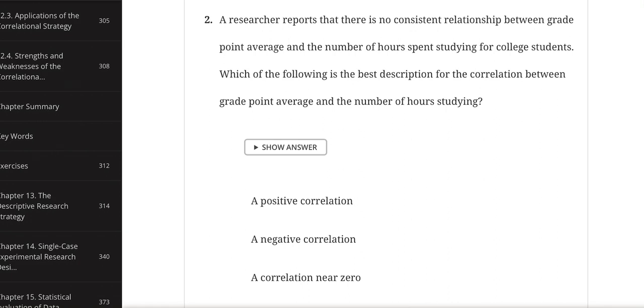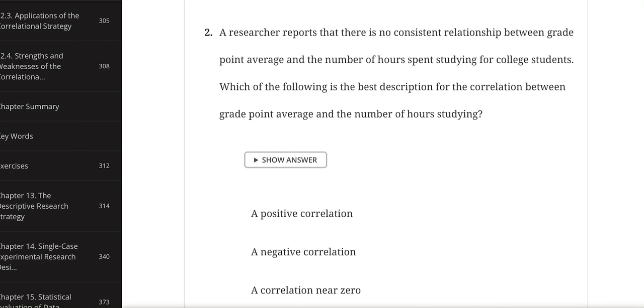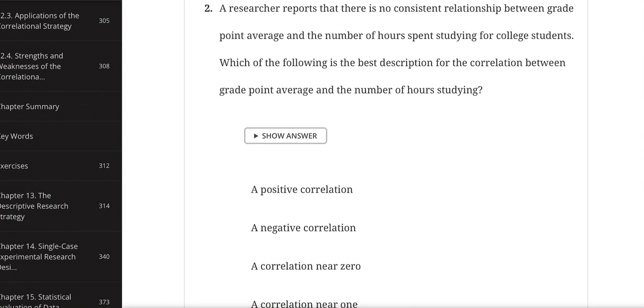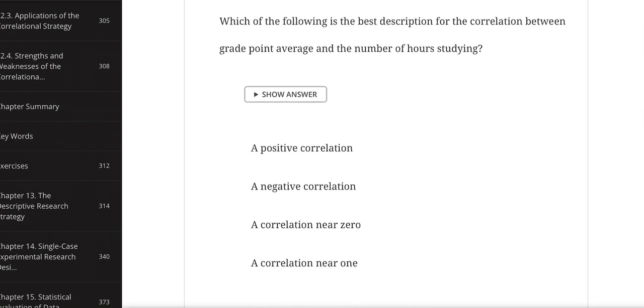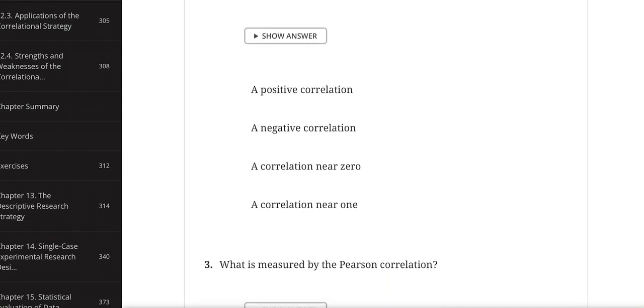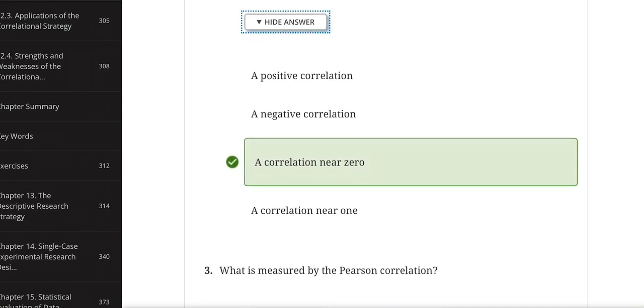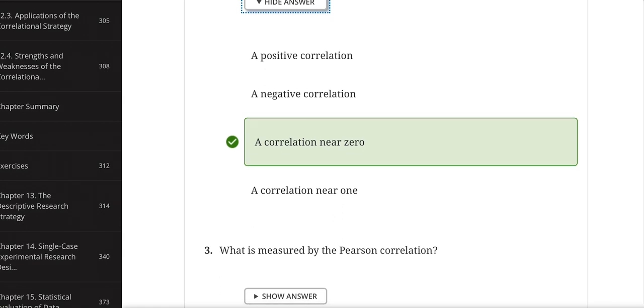Question 2, a researcher reports that there's no consistent relationship between grade point average and the number of hours spent studying for college students. So there's no consistent relationship. Which one of these is the best description for a correlation between those two variables? Well, they just said there's no consistent relationship. So that would mean that it would be near 0, right? Because 0 means there's no relationship whatsoever. If it was a strong relationship, it would be a correlation near 1.